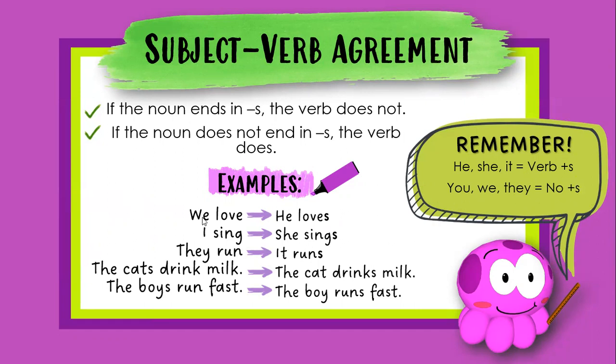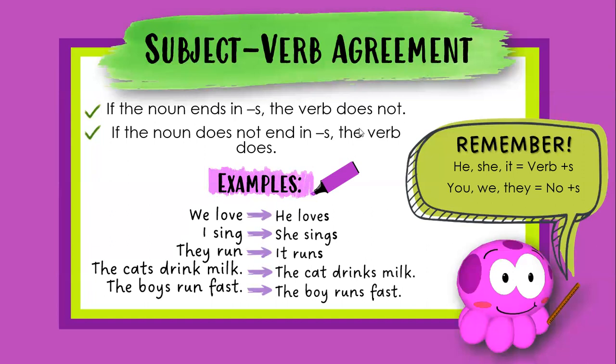Now, this applies to other nouns, not just pronouns. So, for example, if the noun ends in the letter S, the verb does not have a letter S. So, if we use cars, the cars race. If the noun has an S like cars, we're not going to say the cars races. No, it's just the cars race. If the noun does not end in S, then the verb will. For example, the car, no S, races. Then there we have the S.